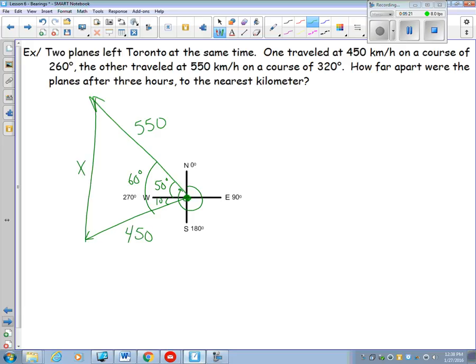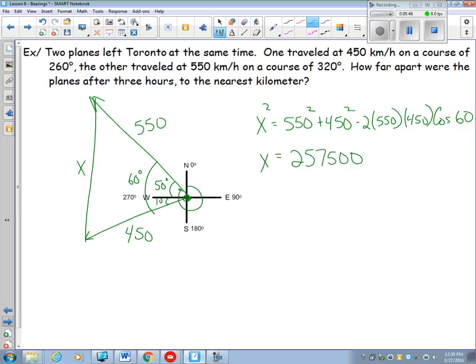That kind of looks like the last question we just did. In fact, at this point, it's exactly the same kind of question. So, x squared equals 550 squared plus 450 squared minus 2 times 550 times 450 times the cos of 60. All in our calculator at one time, 257,500. That's x squared. So we square root that, and we'll end up with 507.44 kilometers.